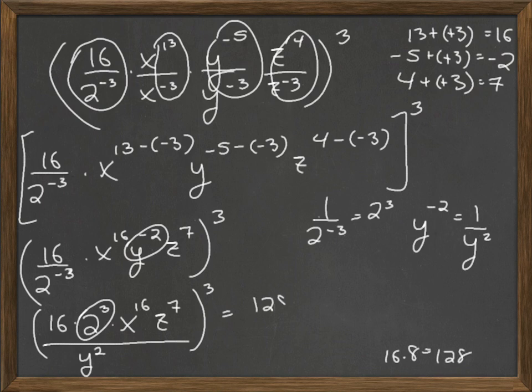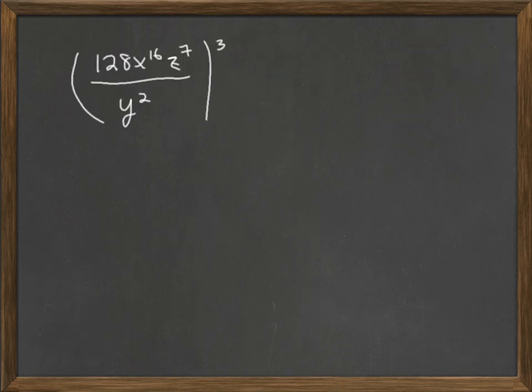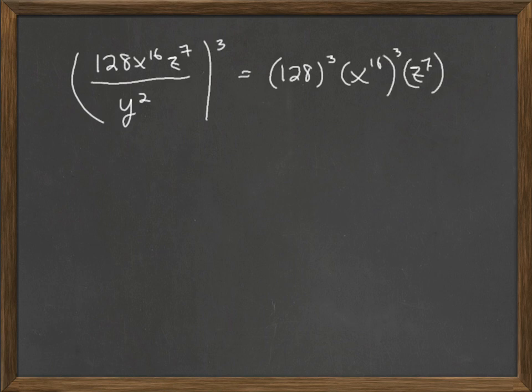So we have 128 x to the 16th, z to the 7th, divided by y squared, all raised to the third power. And once again, I ran out of room, so here we go. Okay, so we're going to have 128 to the third power. Then we have x to the 16th quantity to the third power, z to the 7th quantity to the third power, divided by y squared raised to the third power.